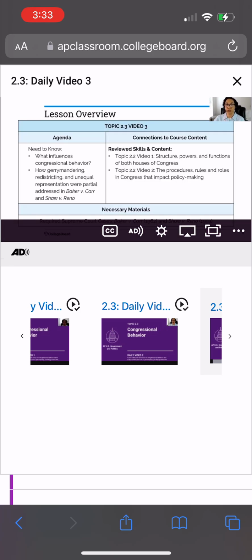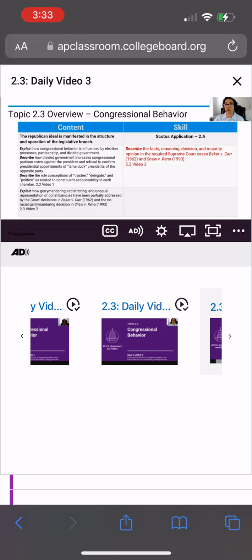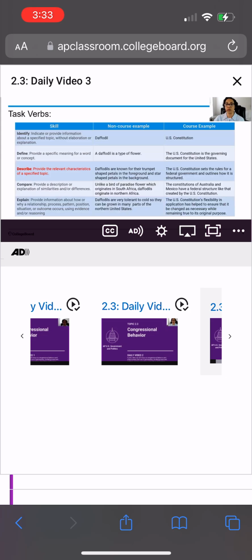We've got the lesson overview here, and we've got the topic overview here. We'll be describing facts, reasoning, decision, and majority opinions in the required Supreme Court cases, Baker v. Carr and Shaw v. Reno. All right, so we have just one task verb here of describe, and what will we learn? We've just got it laid out here.